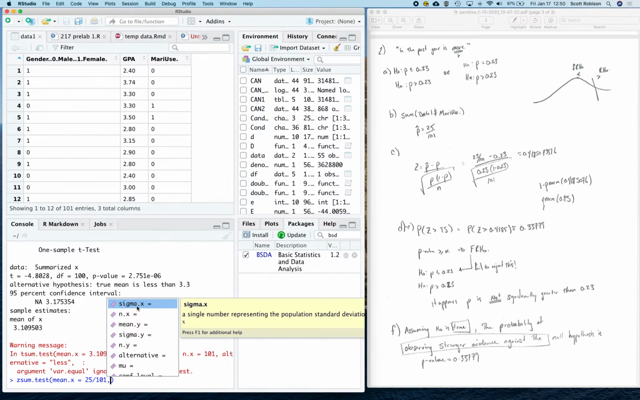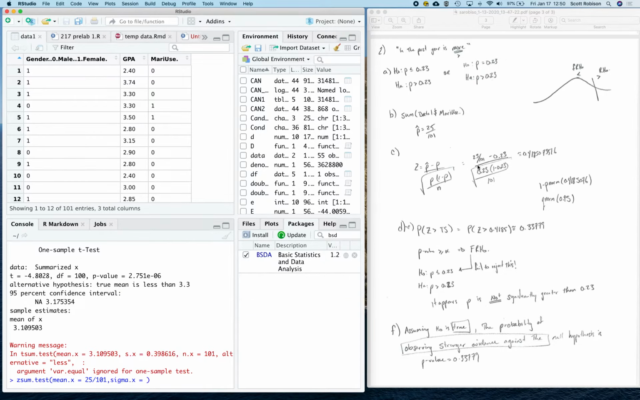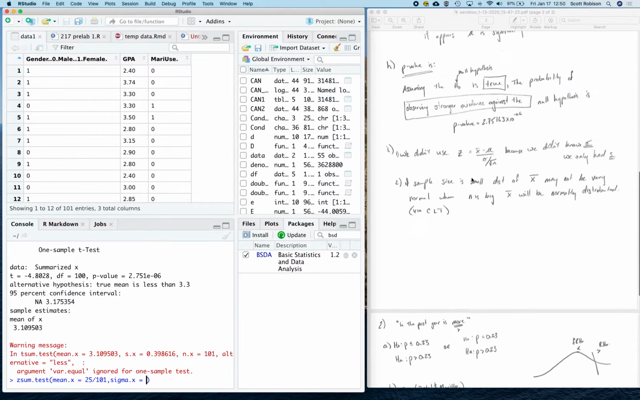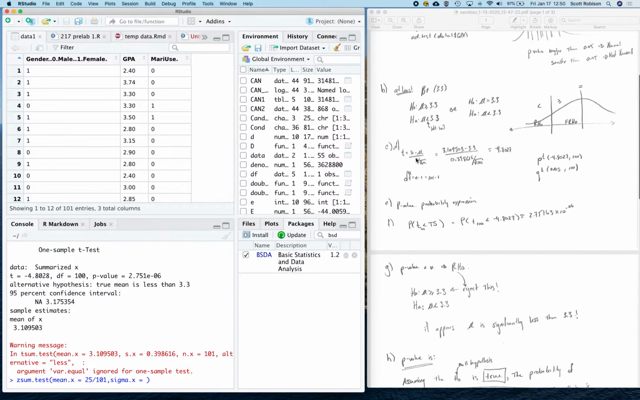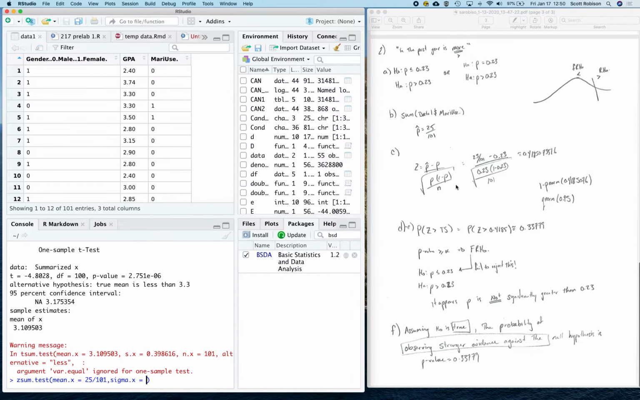Now it's asking for sigma. Here you have to be careful. Remember, the formula for a t-test is x bar minus mu over s divided by root n. However, the formula for a z-test would be x bar minus mu over sigma over root n. Here we don't have x bar and we don't have sigma, but if you look at the formula, what the sigma would need to be is the square root of p times 1 minus p. And here we'll leave off the root n at the end.